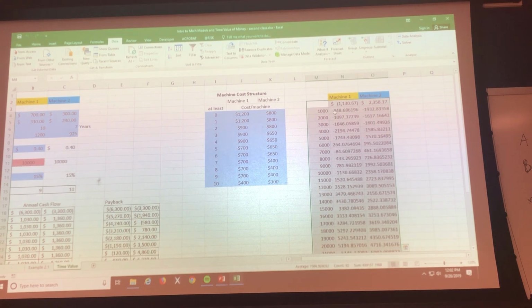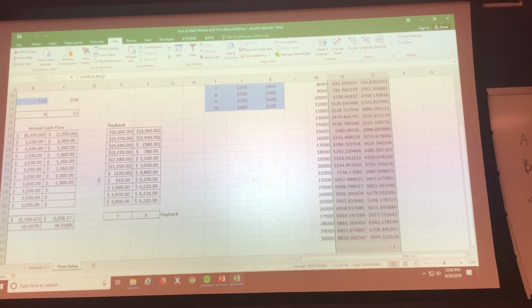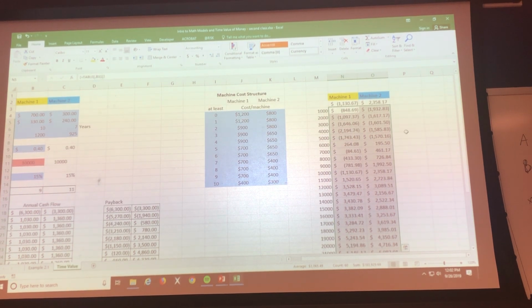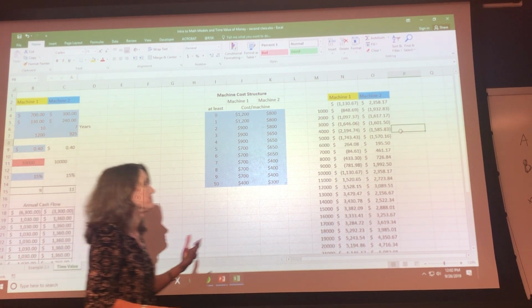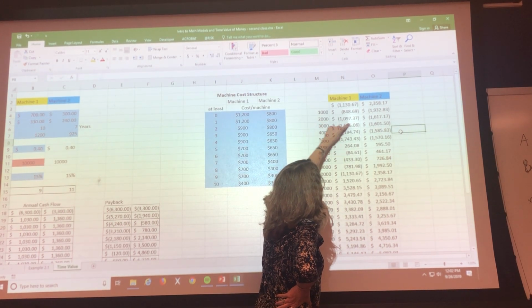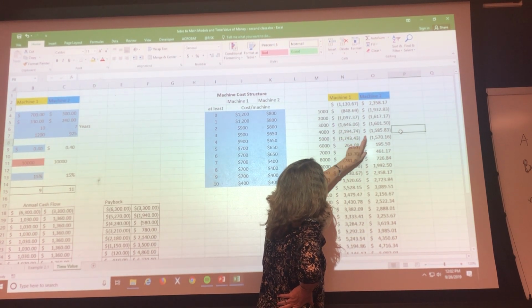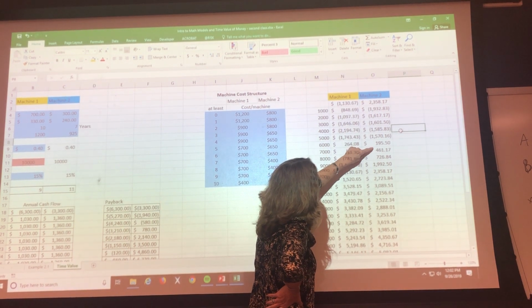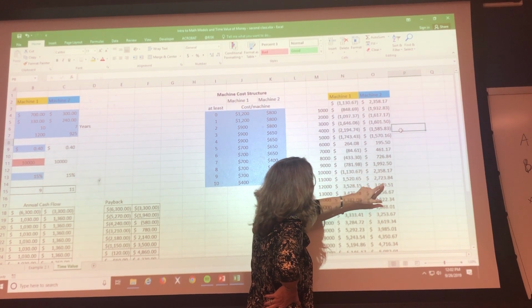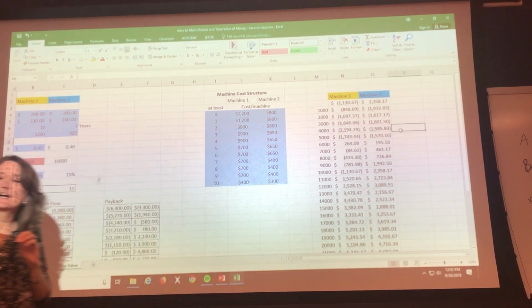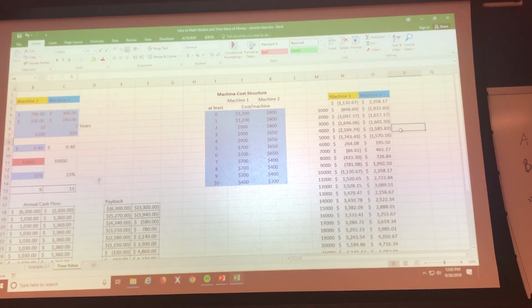I click OK. I don't like the format. I'm gonna fix the formatting a little bit, but there are my NPV values starting all the way at a really low demand of 1,000, which would have you choosing machine 1, machine 2, machine 1, machine 2, machine 1, 2, 2, 2, 2 for a while, 2, oh, 1, 1, okay. So that's interesting, but kind of hard to read.